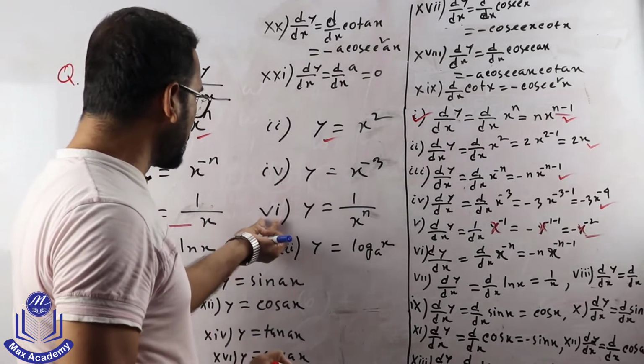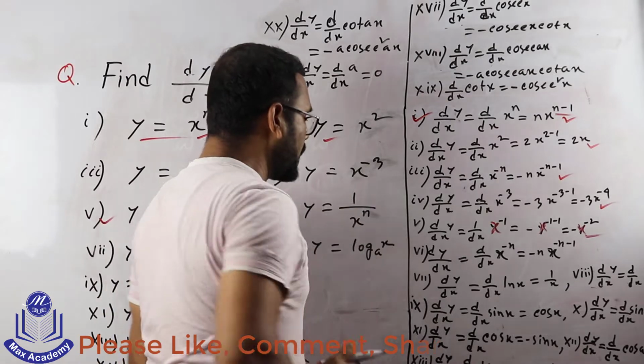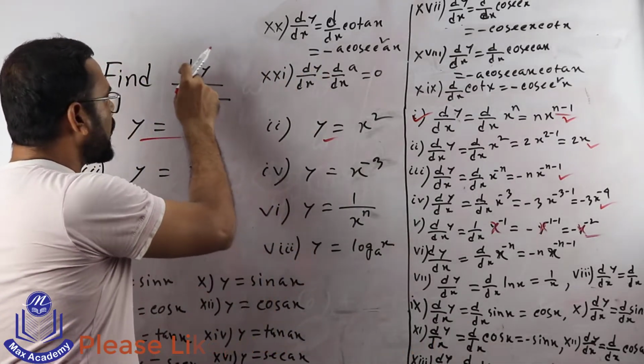Now question number 6. Here the question is y is equal to 1 divided by x to the power n, and we need to find d/dx.